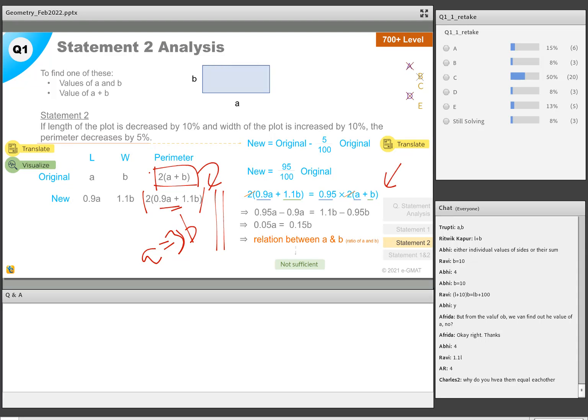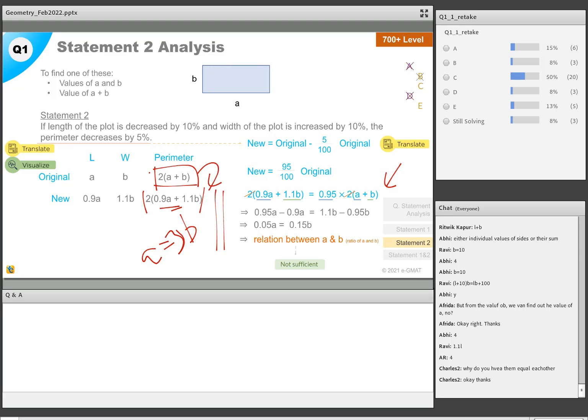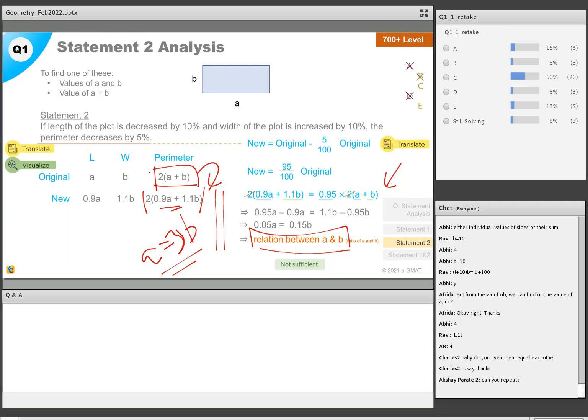You have to put pen to paper and do that math. But the point is, once you do that math, I hope you guys realize that all you get is a relationship between a and b. But you still don't know what is a or what is b. You don't know what is a plus b. Right? We still don't know those aspects, right?